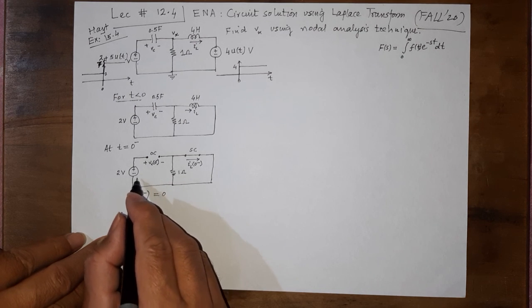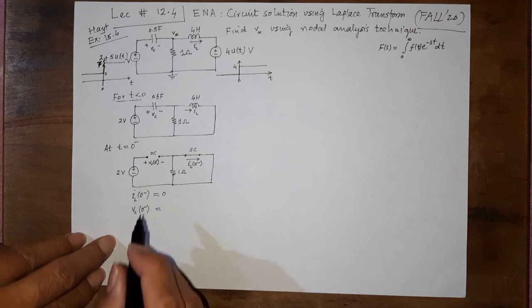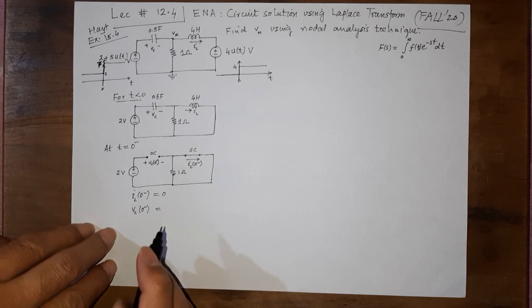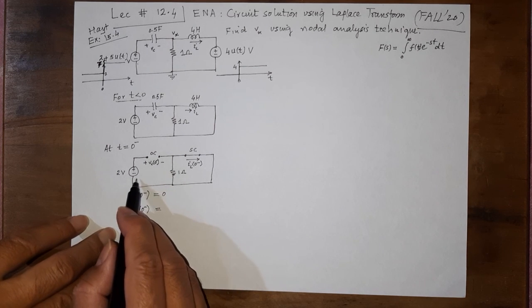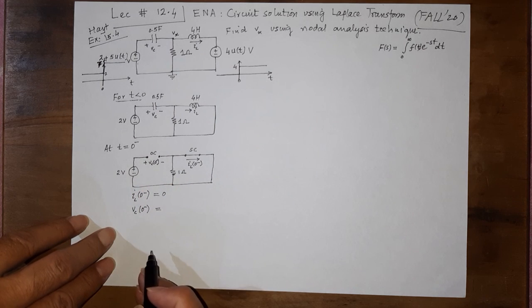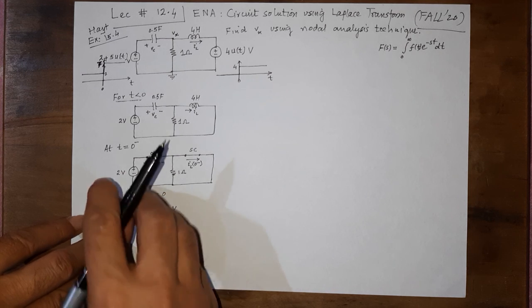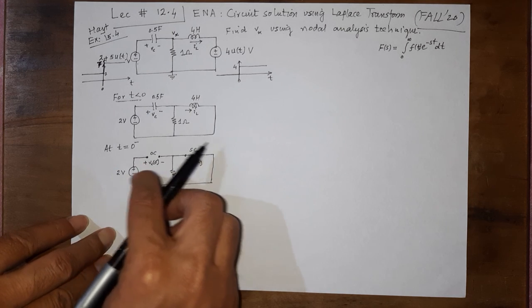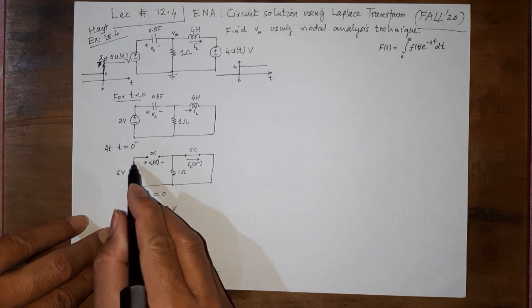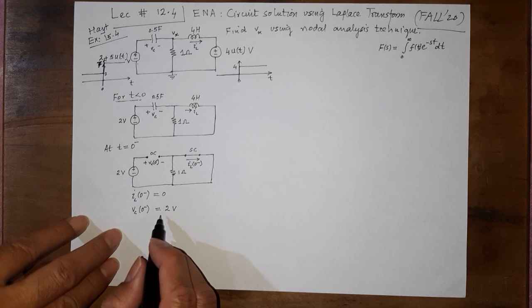And what will be the value of VC at 0 minus? In this loop, whatever loop there is, we can apply KVL. So minus 2 plus VC is equal to 0. So VC at 0 minus is 2 volts. This voltage appears across the terminal just like across the battery. You see this is the positive terminal, this side is the negative terminal, so 2 volts appear there.